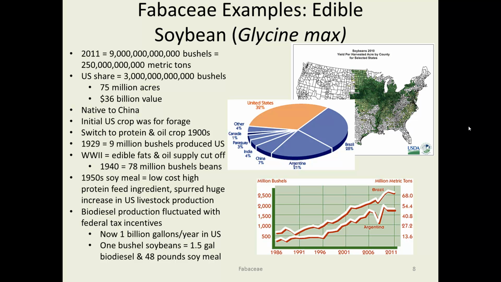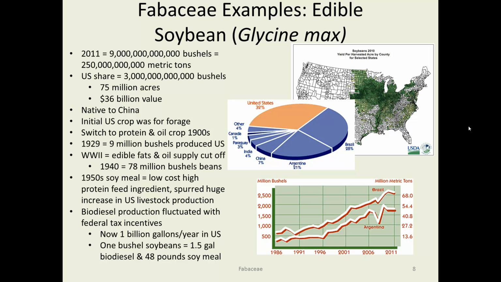However, in World War II, our supply of edible fats and edible oils was cut off due to warring factions that prevented importing those products, and so that caused the U.S. Government to promote production of soybeans for oil and fat in the U.S. And by 1940, a decade later, we had 78 million bushels being produced.